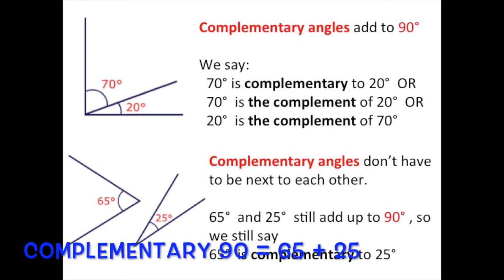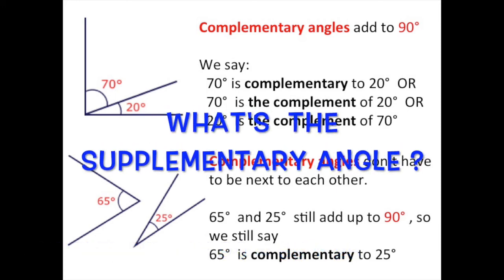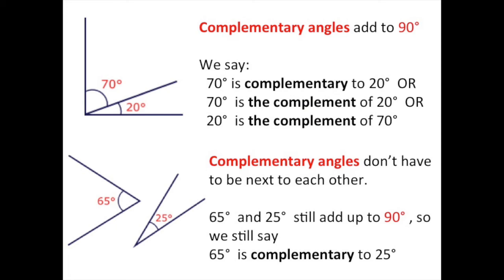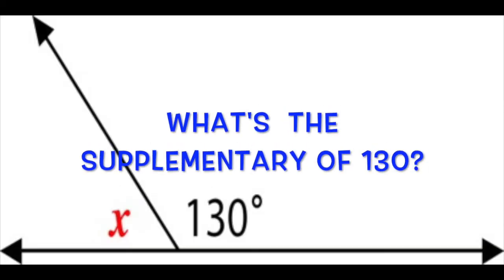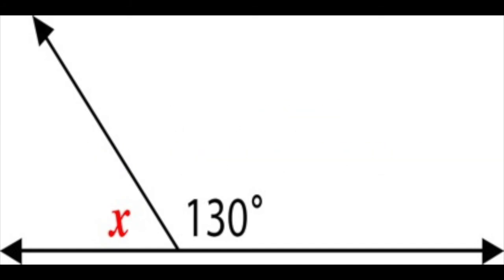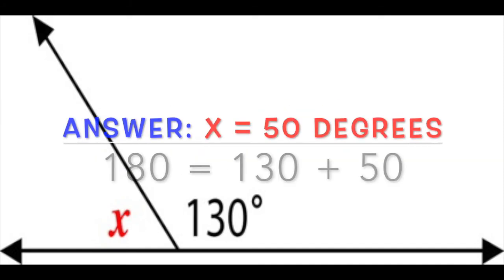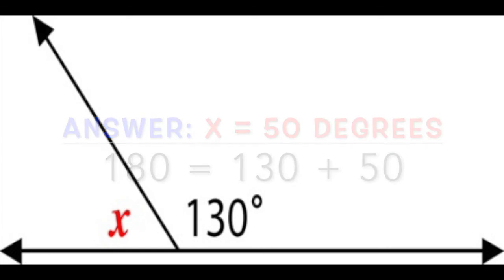The same thing goes for supplementary. You might get questions like, what is the supplementary angle for a 20 degree angle? And you take 180 and subtract 20. Or what is the supplementary angle of 130, which is 50, because they add up to 180 degrees. So that is some of the work that you might get.